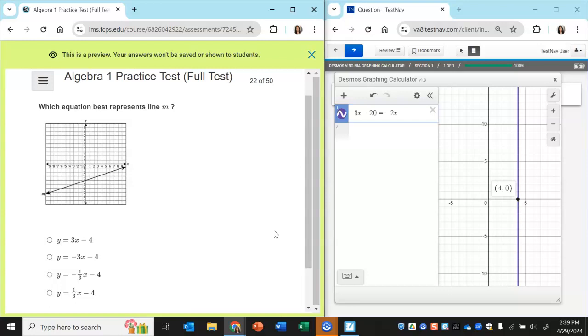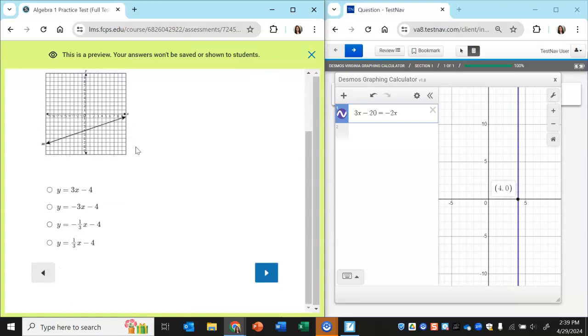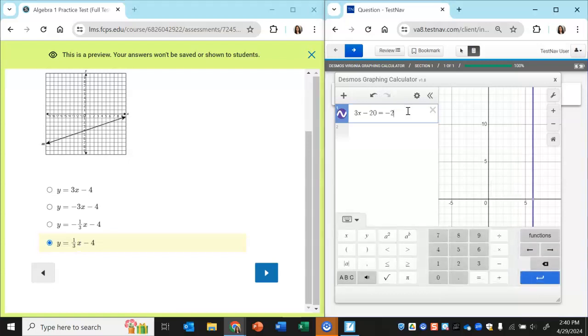Which equation best represents the line M? So I have a graph here. I just need to see which one matches. So first of all, this has a positive slope. Remember, when it's in slope-intercept form, this number in front of the x is your slope. So I'm looking for positive. Either it's this one or this one. But I'll go ahead and graph it and check.